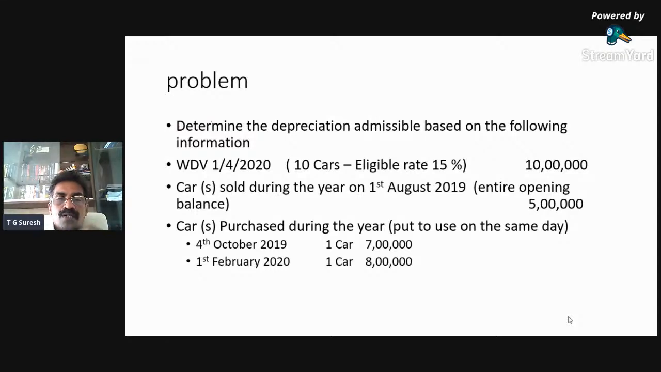Determine the depreciation admissible based on the following information. WDV as on 1/4/2020: 10 cars, eligible rate 15%, 10 lakhs. Cars sold during the year on 1st August: entire opening balance, 5 lakhs. Cars purchased during the year and put to use on the same day: 4th October, 1 car for 7 lakhs; 1st February 2020, 1 car for 8 lakhs.